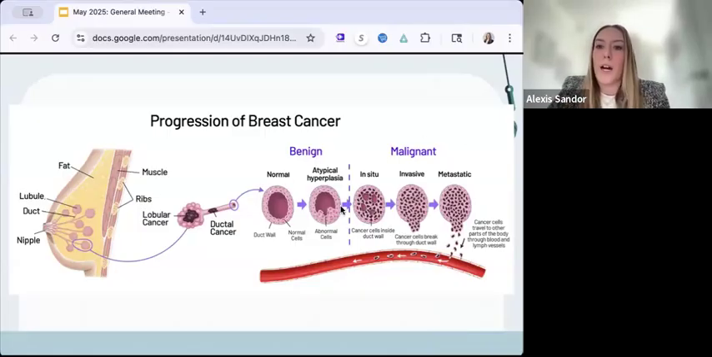And then we can see from benign to malignant here. So in situ basically means the cancer cells are still inside the duct wall. So there's no invasion that we see. They're kind of contained within that wall itself. When a cancer becomes invasive, it actually breaks through that wall, as we can see here on that middle photo. And then obviously when it gets metastatic, it travels to other parts of the body through blood or lymphatics.